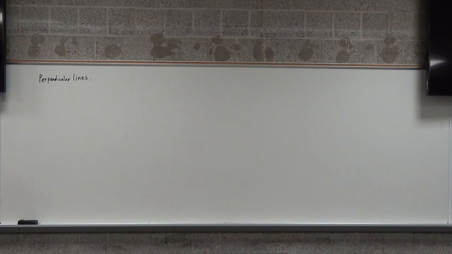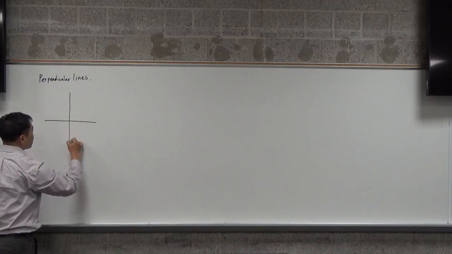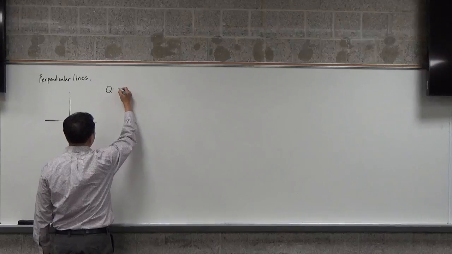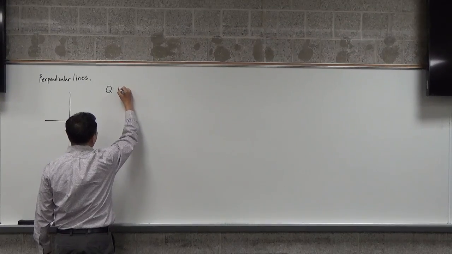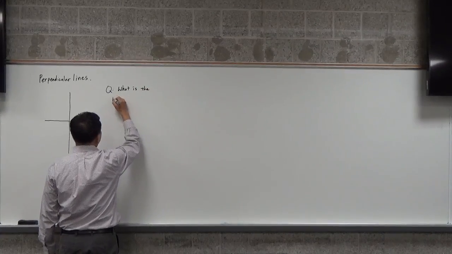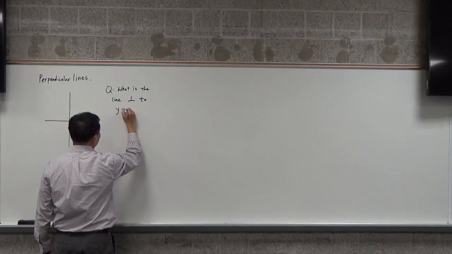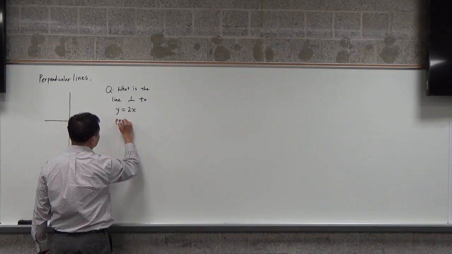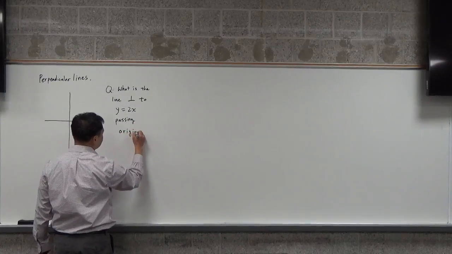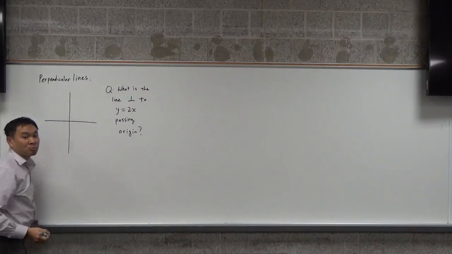Let's think about perpendicular lines. The first question is, what is the line perpendicular to y equals 2x passing through the origin? This symbol right here means perpendicular, okay?